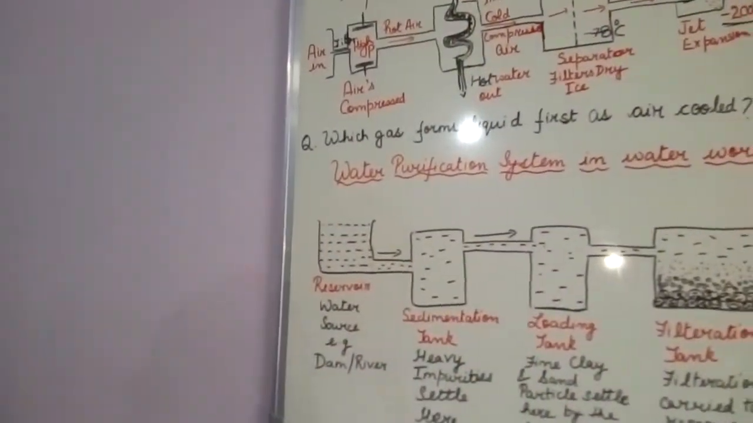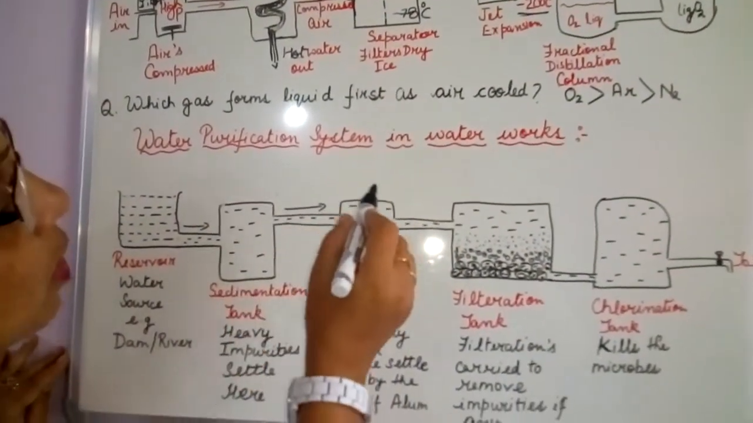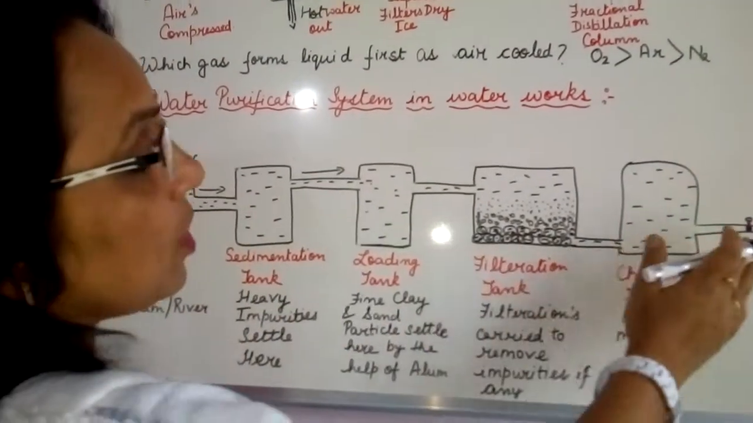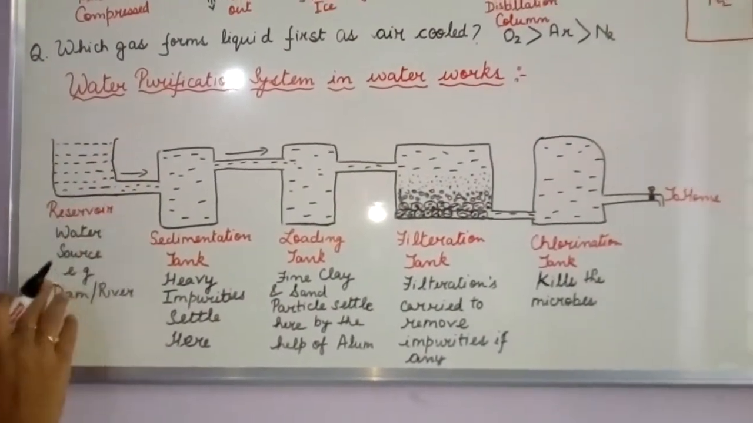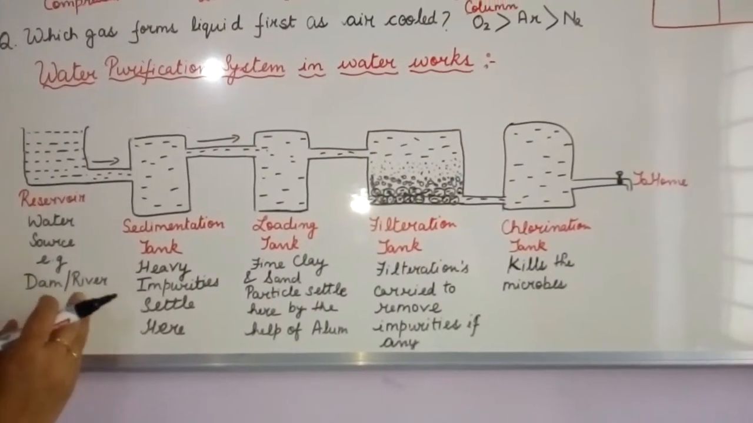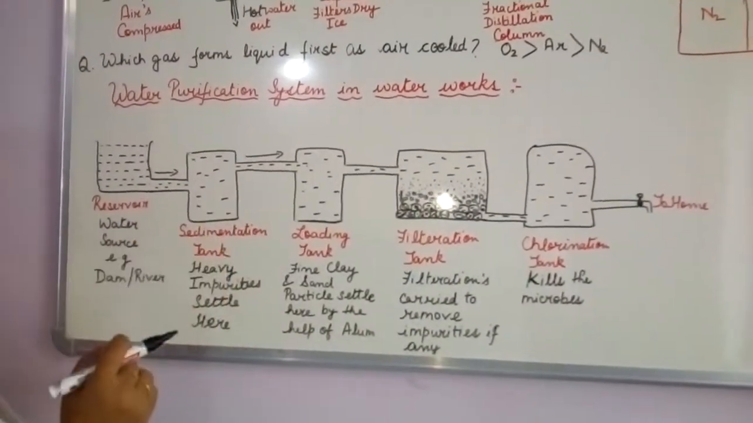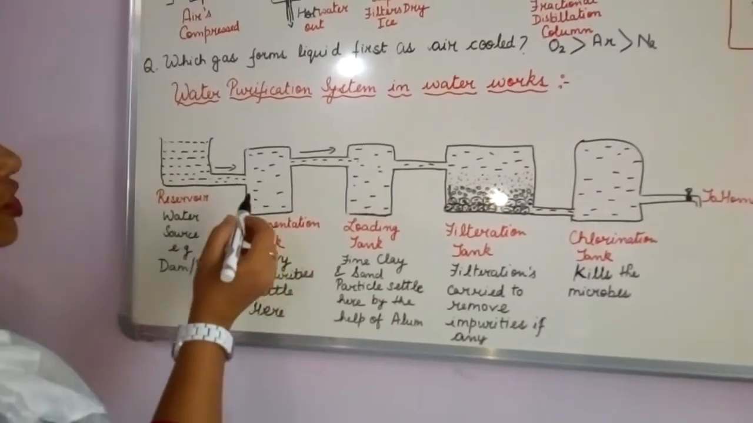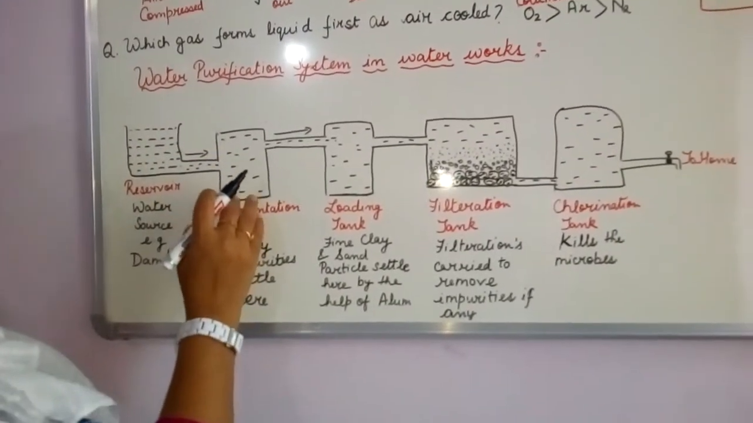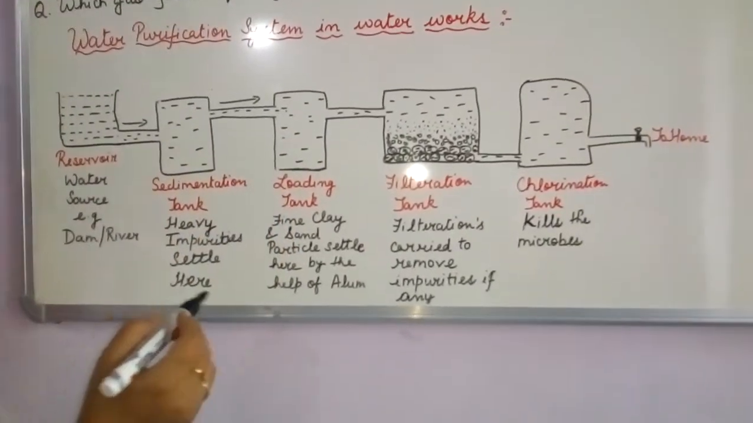Now moving on to the water purification system, which is used in our water works or by municipal corporations. This is the setup. How does it work? This is the reservoir, which acts as a source of water, and it can be something like a dam or river, from where the water goes into the sedimentation tank. In the sedimentation tank, the heavy impurities settle down, and only the clear water goes to the next loading tank.